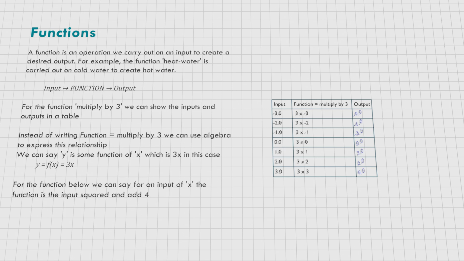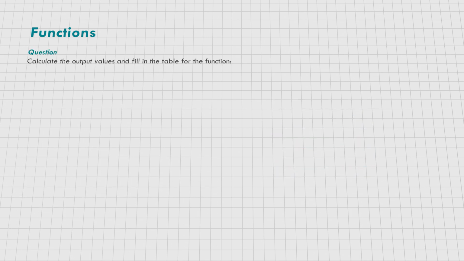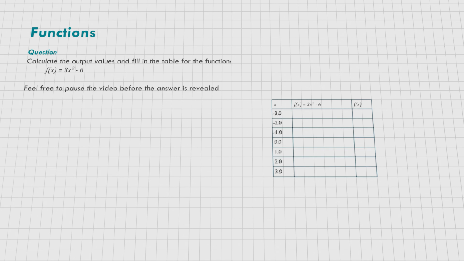For the function below, we can say for an input of x, the function is the input squared and add 4. Setting this out on the table, we have... Calculate the output values and fill in the table for the function f(x) equals 3x squared minus 6. Feel free to pause the video before the answer is revealed.